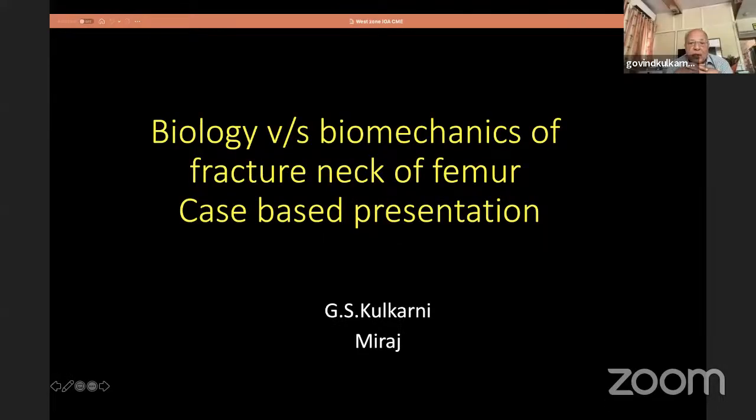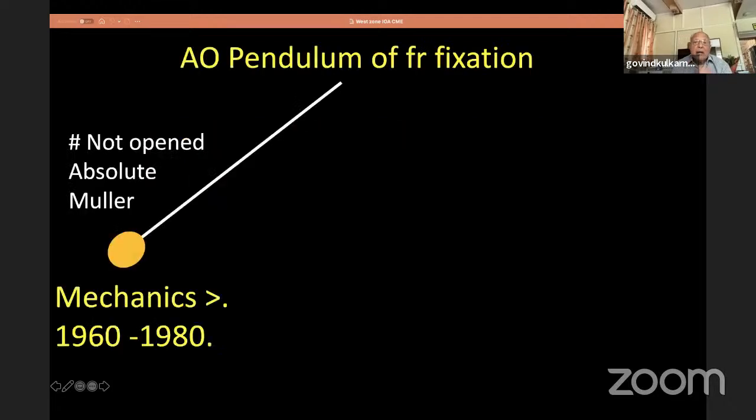The biology versus biomechanics of fracture neck of femur. This is a case-based presentation. I have presented this topic several times, and some of you might have heard me in the past. Now, AO has revolutionized the fixation of fracture. It was in the 1960s to 70s. The pendulum was on the mechanic side.